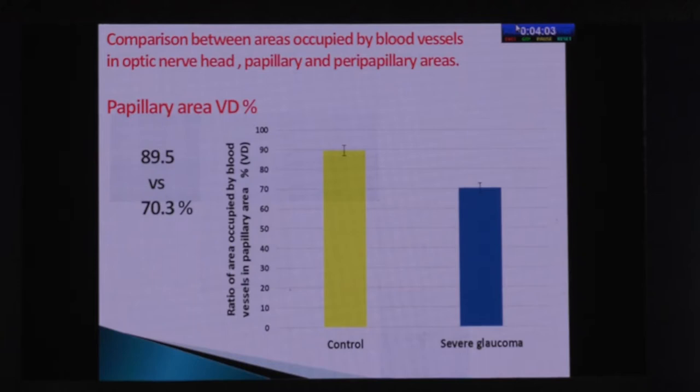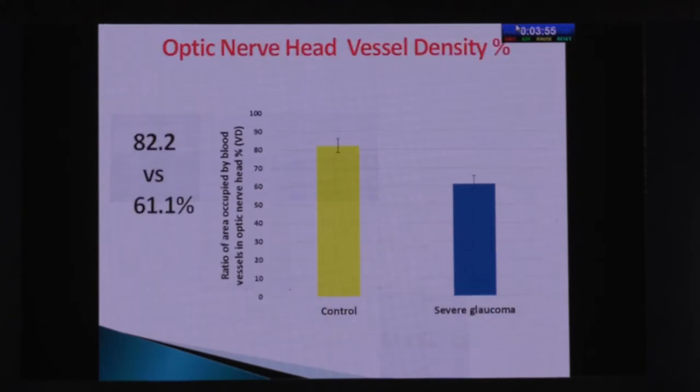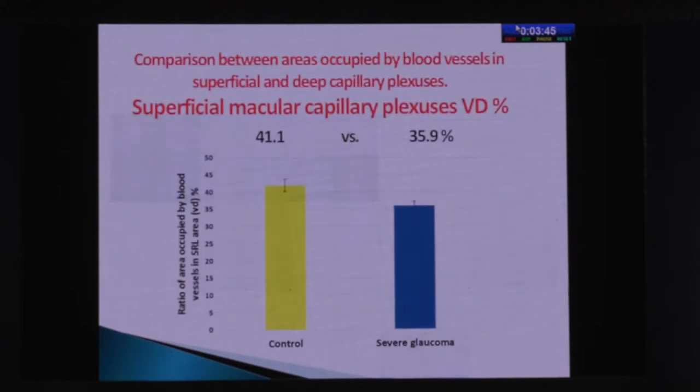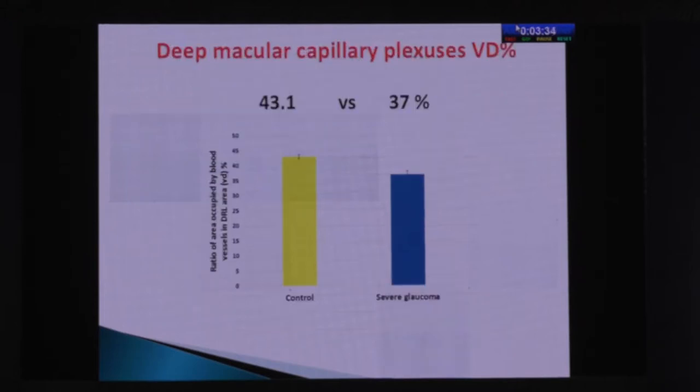We found that in the case of severe glaucoma, the density is less, 70%. Optic nerve head vessel density is also decreased in severe glaucoma. The peripapillary area is also 72, less than the control group. Comparing the area occupied by blood vessels in the superficial capillary plexus, in severe glaucoma it is 35, while in control it is 41. The deep macular capillary plexus is also diminished and reduced, 37 against 43.